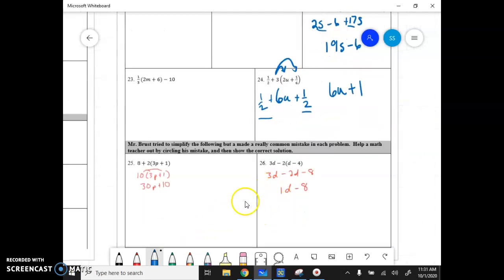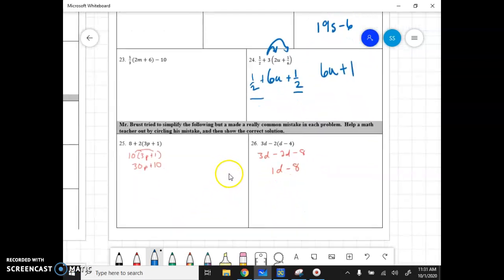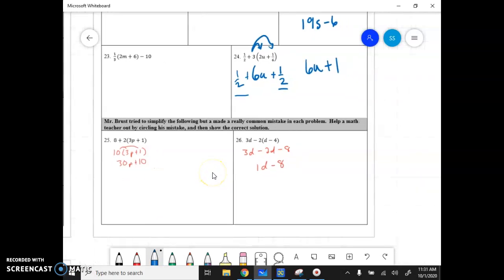Okay, let's take a look here. See some mistakes. Let's look at 26. Classic mistake here. They got negative 2d, that is correct. Negative 2 times negative 4 is a positive 8. There's their mistake.